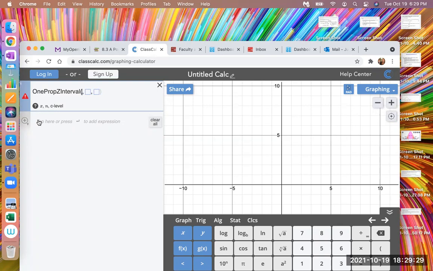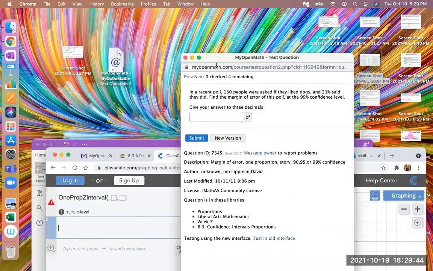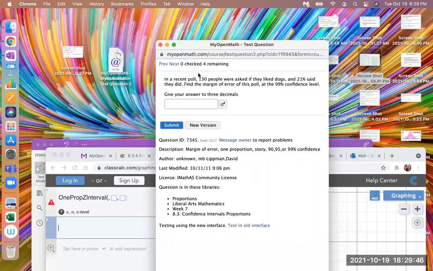So I have to make one addition here. The X value is the number of people who like dogs in the sample. So let's go back to the problem. Notice how it just tells us the proportion, the percentage of people who liked dogs. We need the actual number. So we need to find out what is 21% of 130.